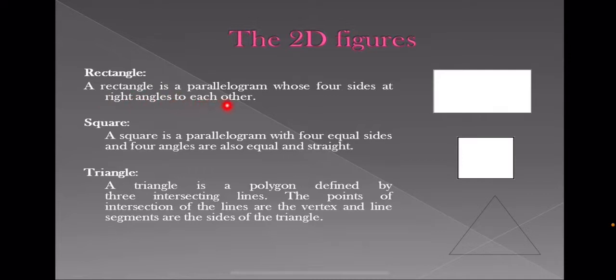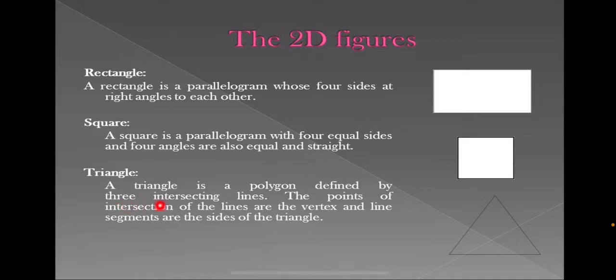A rectangle is a parallelogram whose 4 sides are at right angles to each other. So, there are 4 right angles and the opposite sides are equal over here. Like this is equal to this and this is equal to this. Square. A square is a parallelogram with 4 sides and 4 angles also equal and straight. Here again all the 4 sides are equal.